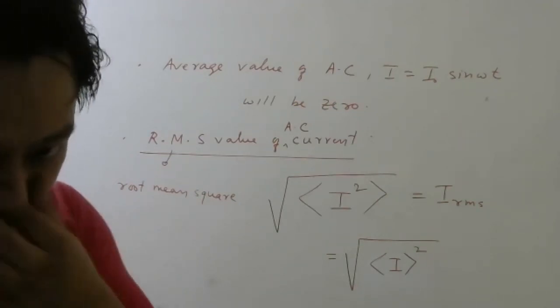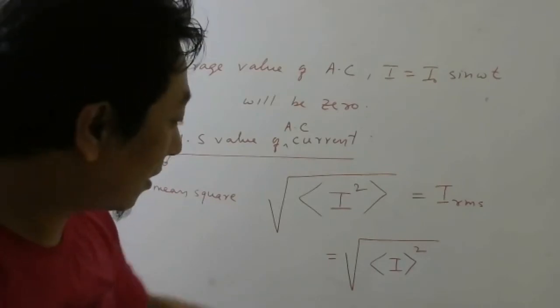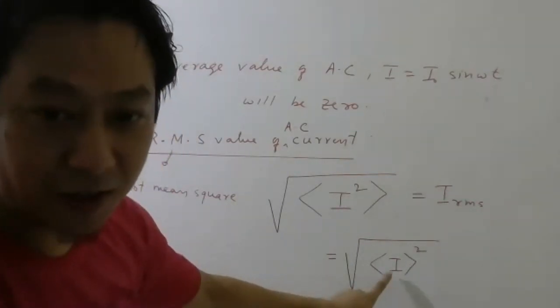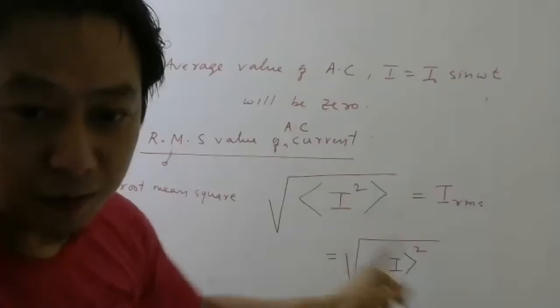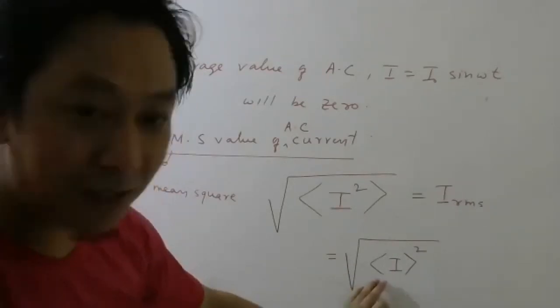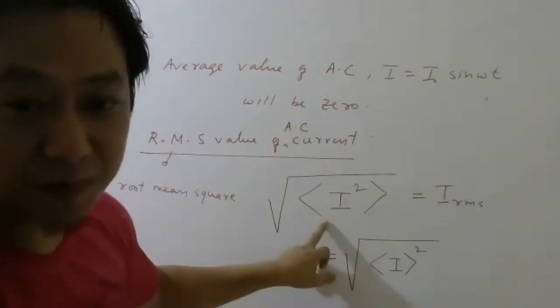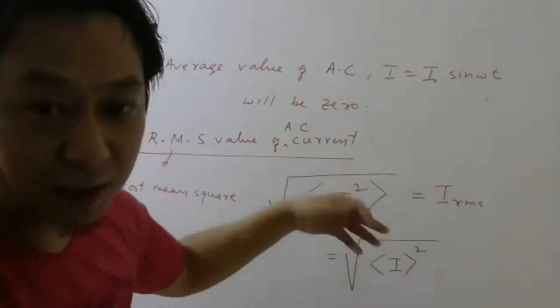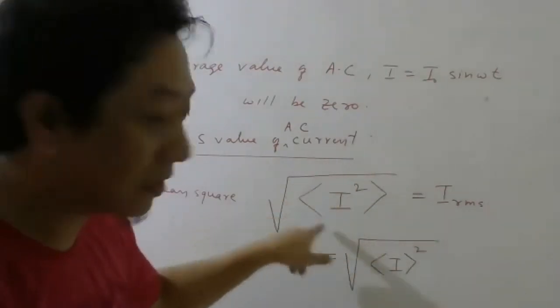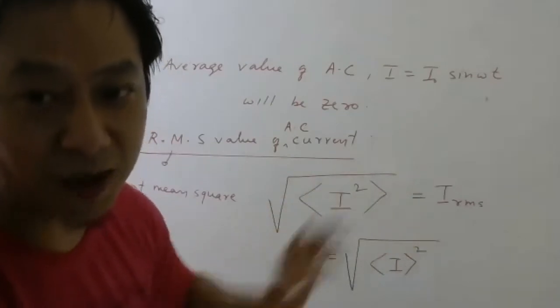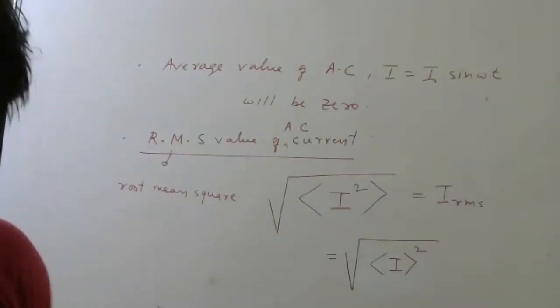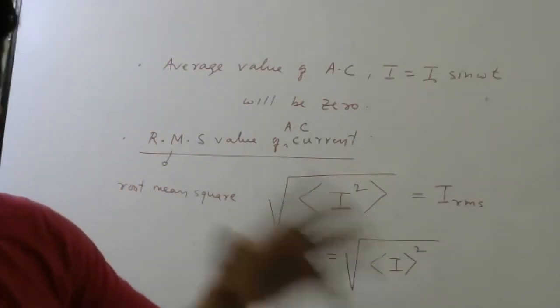Yes, sir. Because the average of current will be zero. Zero square is zero. Square root of zero will be zero. So this is zero only. But this will not be zero. Once you square, it will be positive. Then you have to take the average value. Then take the square root. So that is the meaning of RMS value of any alternating quantity.